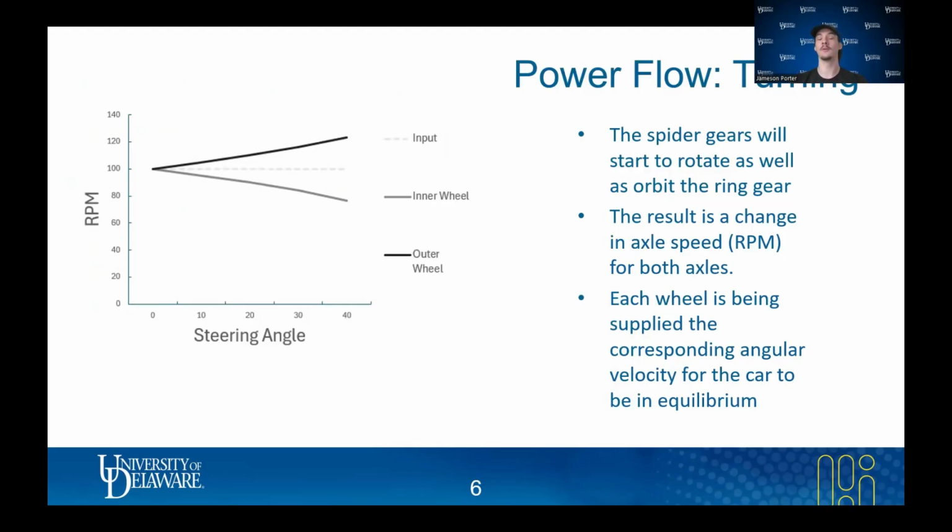And this difference is linear. So depending on the input through the drive shaft into the differential, the outer wheel will start to speed up, as you can see on the top line, and the inner wheel will start to slow down, and this difference is linear. So however much the outer wheel starts to increase in RPM, the inner wheel will decrease in RPM.